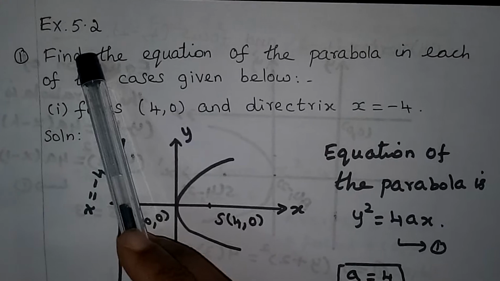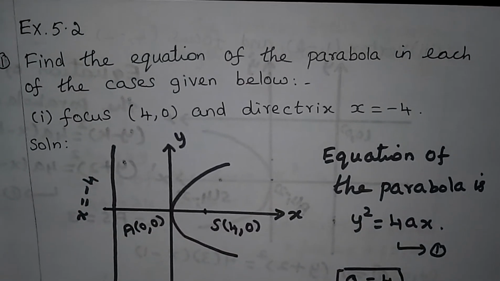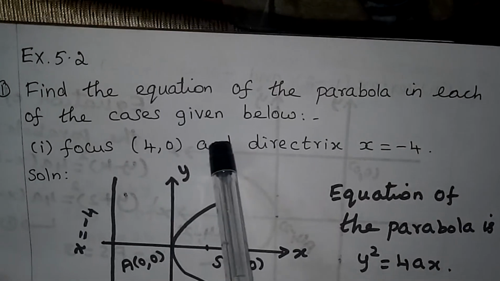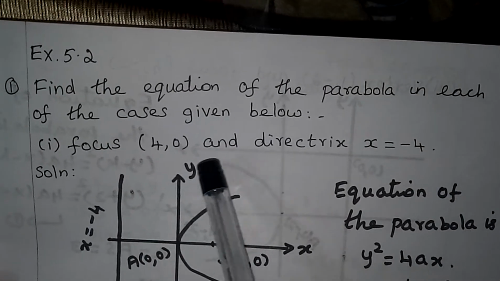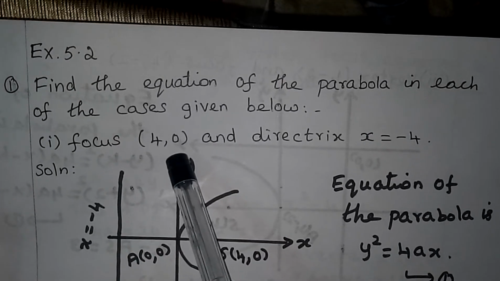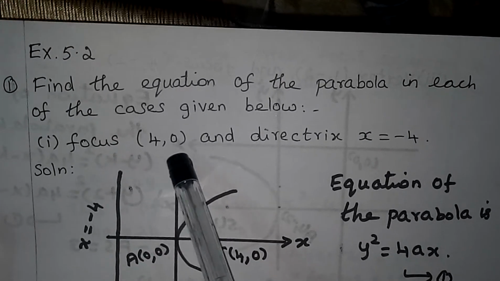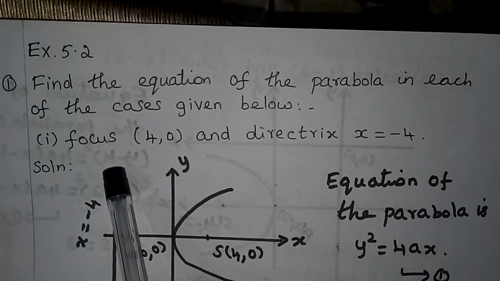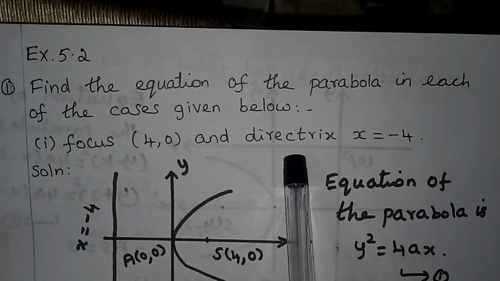Exercise 5.2, question number 1. Find the equation of the parabola in each of the cases given below. So here we have some subdivisions. In each subdivision, the given condition will be different. We have to find the equation of the parabola using the given condition. So in the first subdivision, the focus and directrix are given.